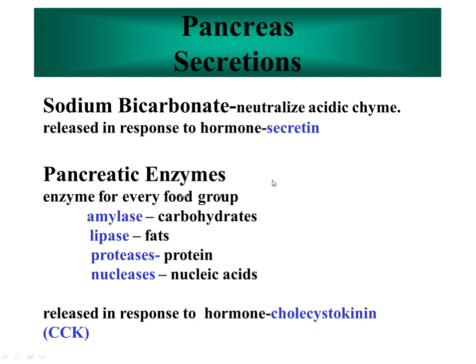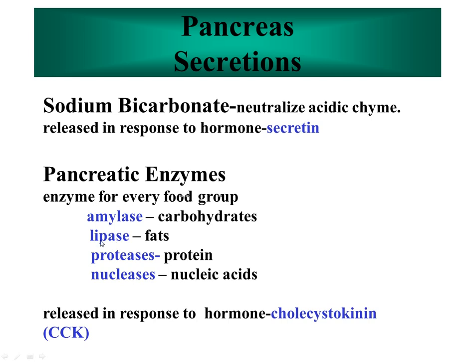Other pancreatic enzymes. There is an enzyme for every food group. Amylase is released in the mouth and also started a little bit by the pancreas, to continue the breakdown of those carbohydrates into simpler sugars. Lipase: this ASE ending indicates that it is an enzyme. Anytime you see that ending, just think of enzyme.